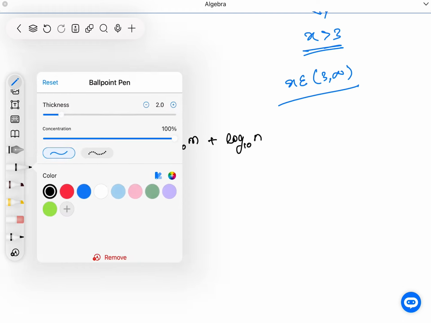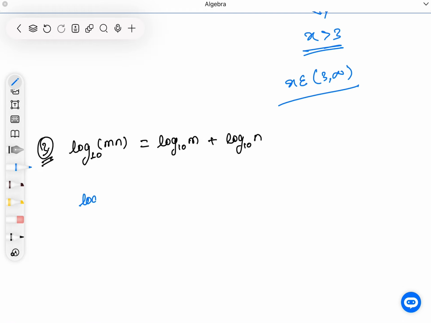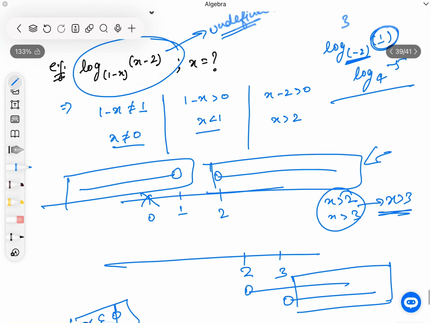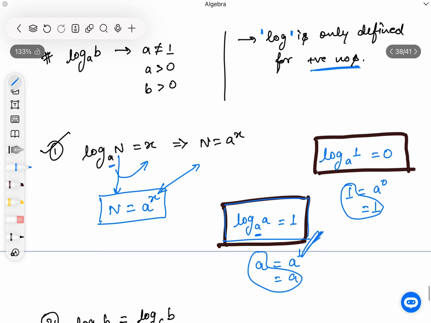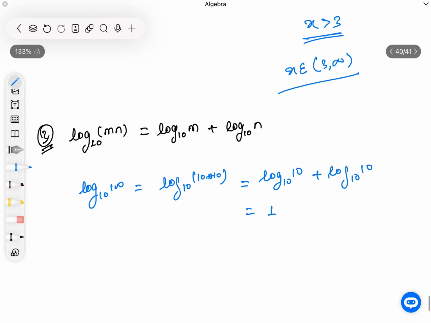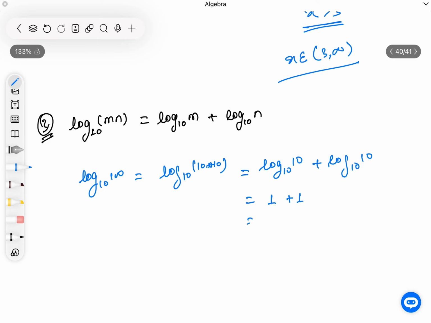Okay, so let's assume that you have log base 10 and let's say you have 100 over here. Okay, so we can write this as log base 10 of 10 multiplied by 10. So we can write it as log base 10 of 10 plus log base 10 of 10. And we know that if base and value are the same, then the result of that log is 1. We just saw that log of a base a is 1. So this is going to be 1 plus 1, which is 2.